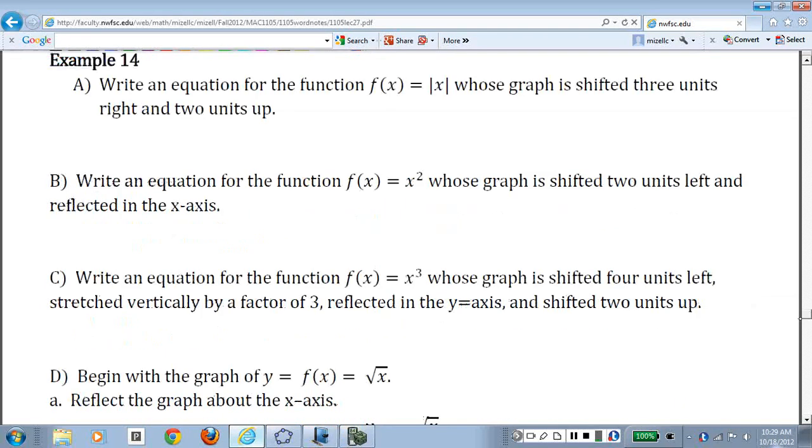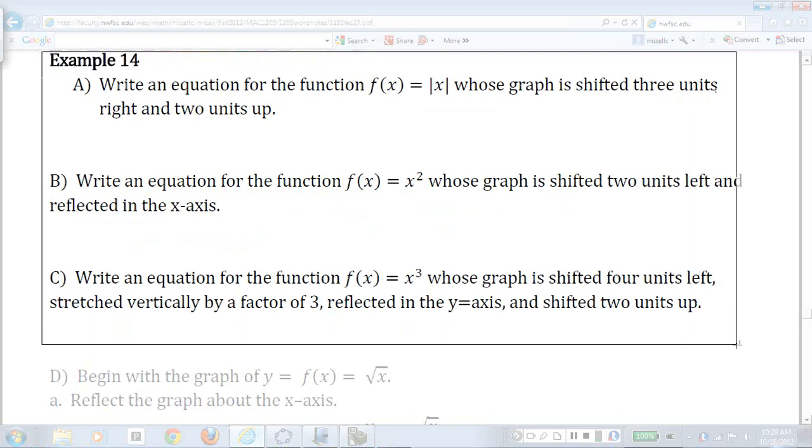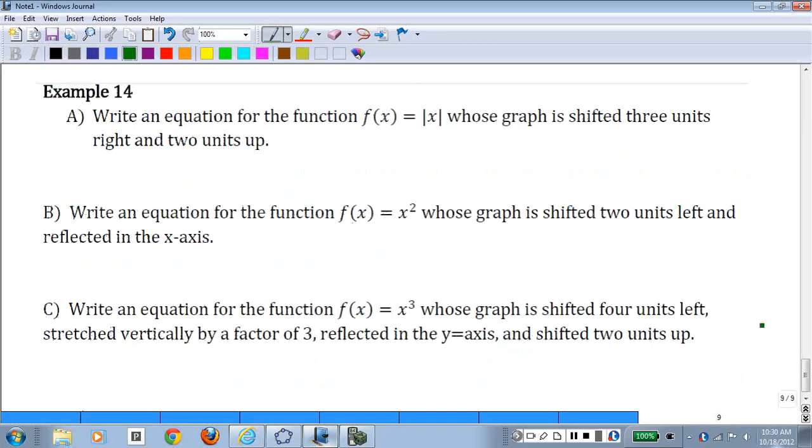Let's look at example 14. Just the A, B, and C part. So again, the absolute value function. We don't see the picture. We could draw the picture if we wanted to, but we don't want to. We start with y equals the absolute value of x, and we want to shift the graph 3 to the right and 2 units up. What should the resulting equation look like?